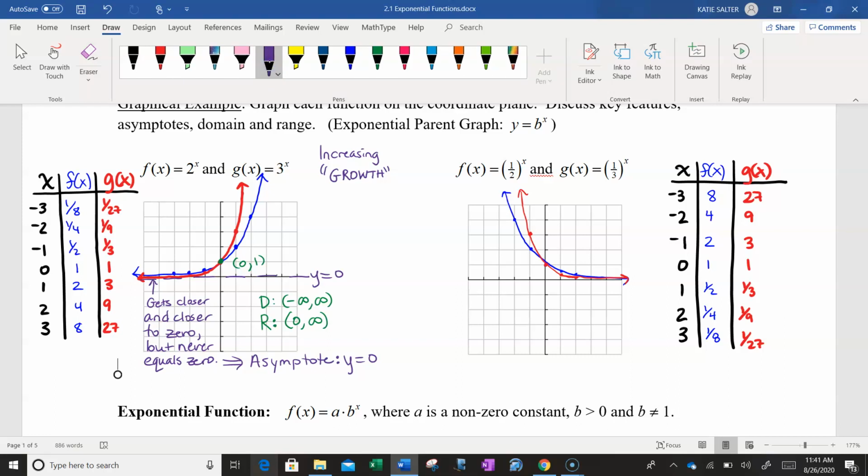So if we look at these graphs, we can see that they are decreasing from left to right. Because they are decreasing, we call them a decay exponential function. So make sure you get that in your notes. It's decreasing, so this is an exponential decay. It also has an asymptote at y equals 0. They still plateau at y equals 0. So make sure you note on there that that's its asymptote.